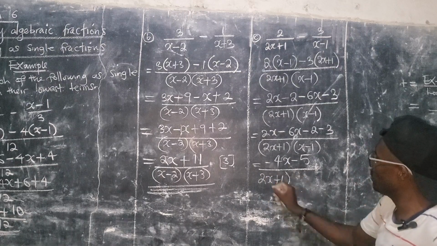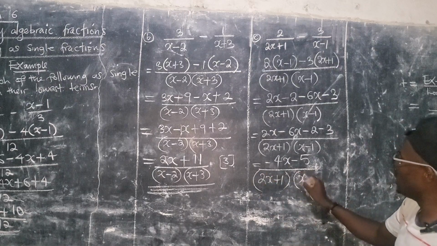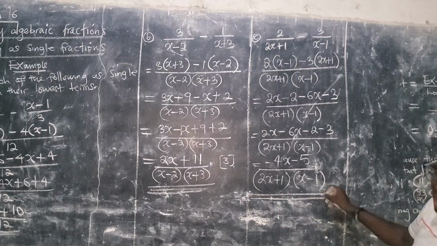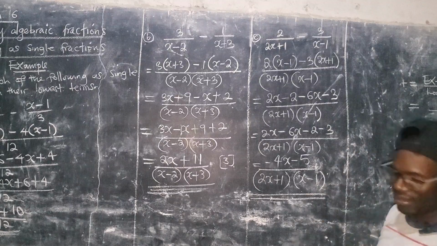Over 2x plus 1 and also x minus 1. This is the answer. It cannot go any further than that.